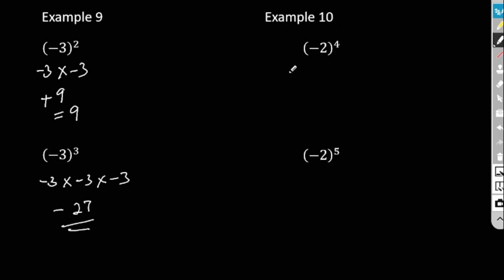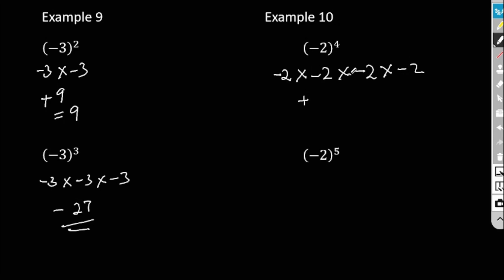Example 10, we have negative 2 to the power of 4. This is going to be the same as negative 2 times negative 2 times negative 2 times negative 2. Start with the signs as usual. Negative times negative gives us a positive. A positive times negative gives us a negative. And negative times negative is going to give us a positive.